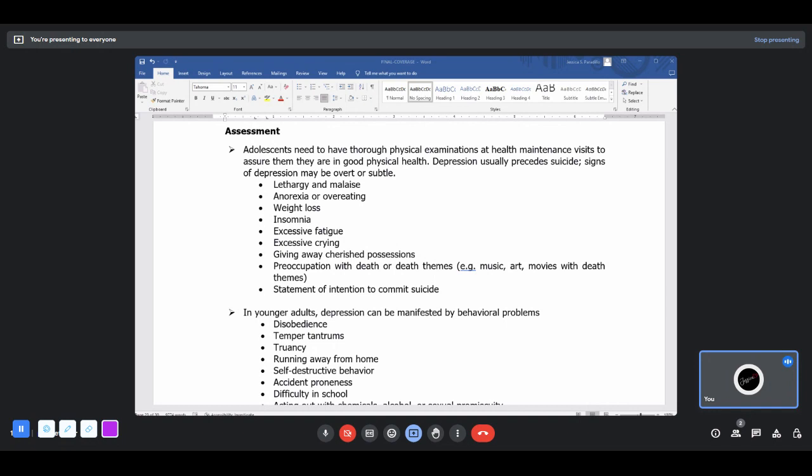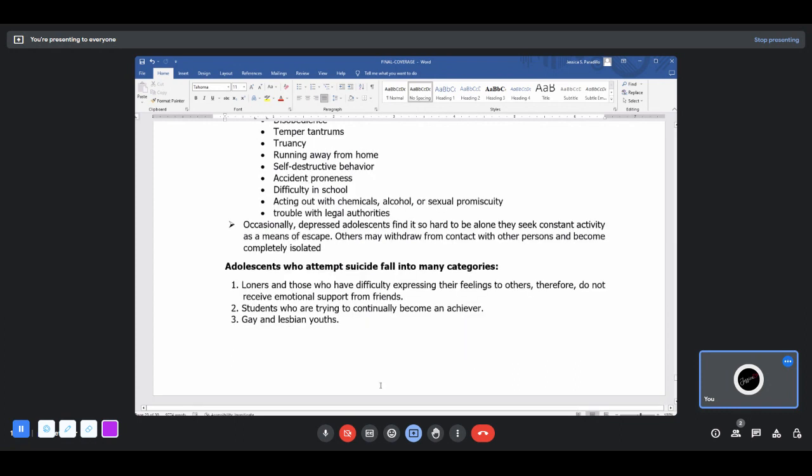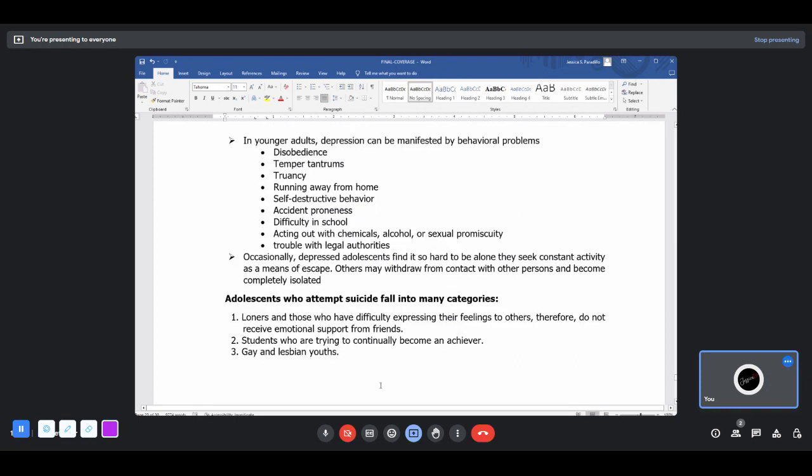So, next one is preoccupation with death or death themes. For example, sa music, sa arts, sa movies with death themes. Okay? Statement of intention to commit suicide. Nagsasabi ka na magpapakamatay ako. Okay, kapag babae yan, kahit ulit-ulitin pa yan, di ba mas prone ang lalaki nagtutuloy. Once na lalaki nagsabi dyan, kailangan mo nang kausapin yan kasi baka itutuloy niya talaga.